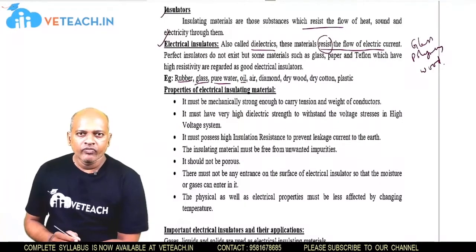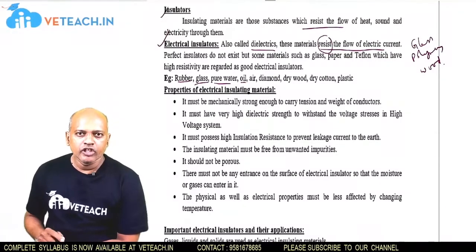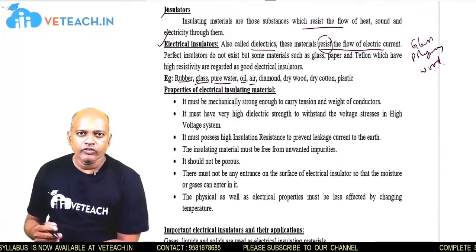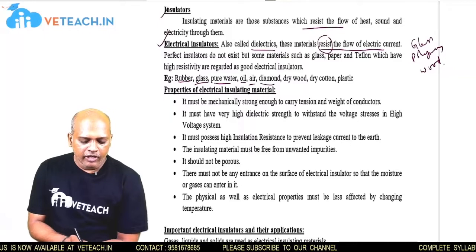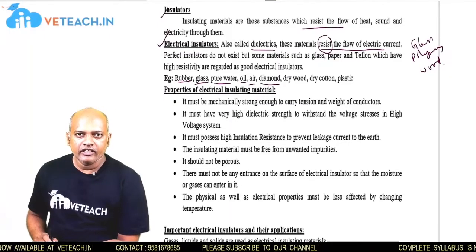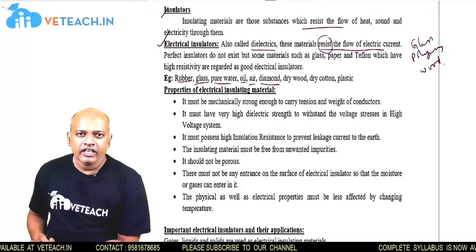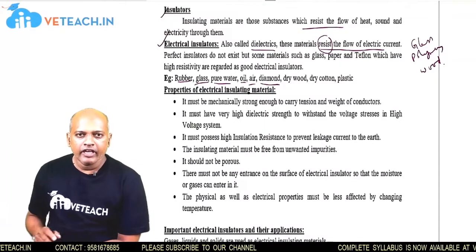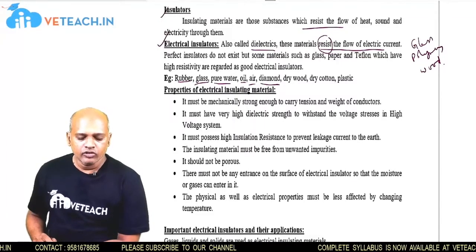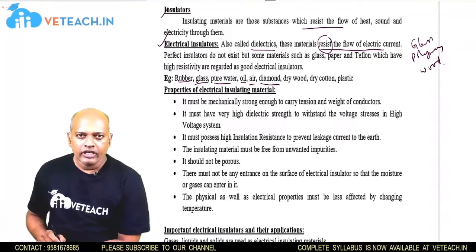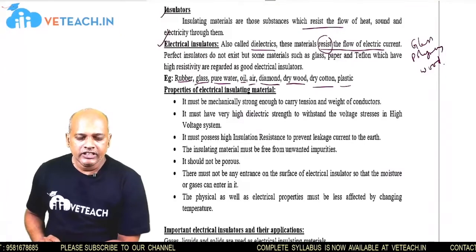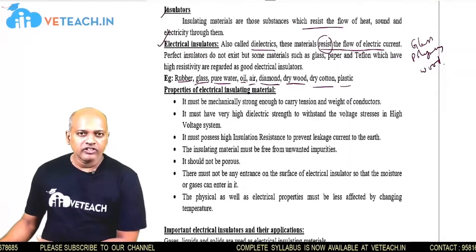So only perfectly pure water acts as an insulator. Some oils, that means silicone oils, act as insulators. Air is one of the good insulating materials. Diamond acts as an electrical insulator, but graphite is not. It can pass electricity through it, but diamond cannot allow the passage of electricity through it, so it is a good electrical insulator. Wood, cotton or plastic materials also act as insulators. These are the examples of insulators.